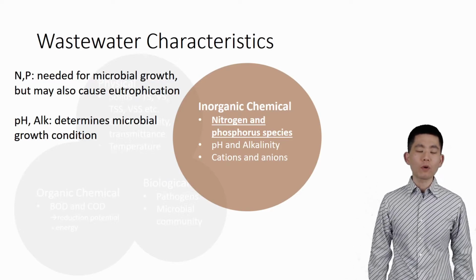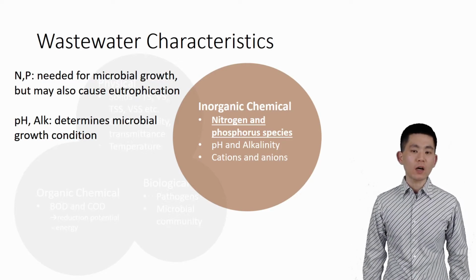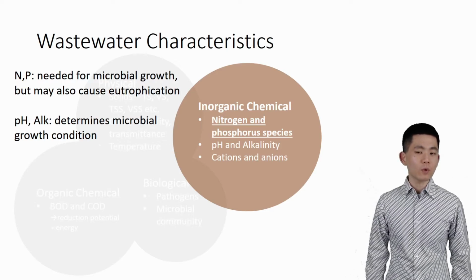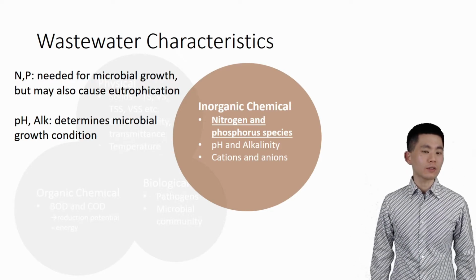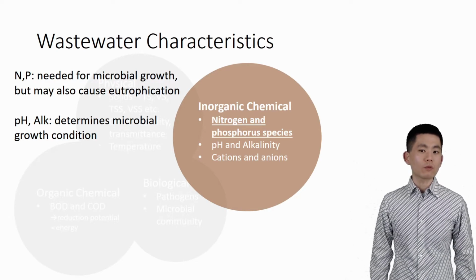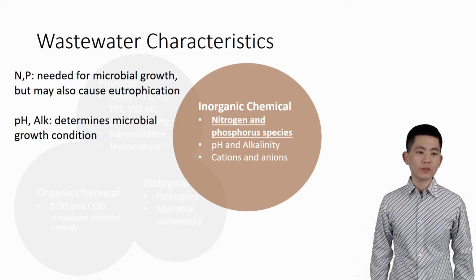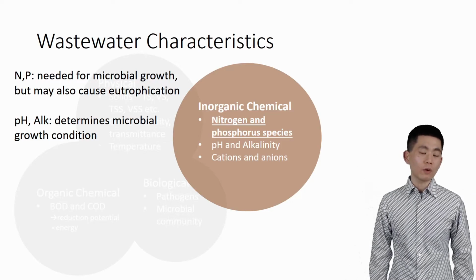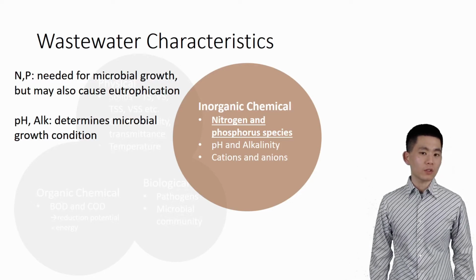As mentioned before, nitrogen and phosphorus can cause eutrophication in susceptible water bodies at high concentrations. But they are also the essential nutrients for microbial growth. Too low of nitrogen and phosphorus concentrations can limit the growth of biomass in biological processes.